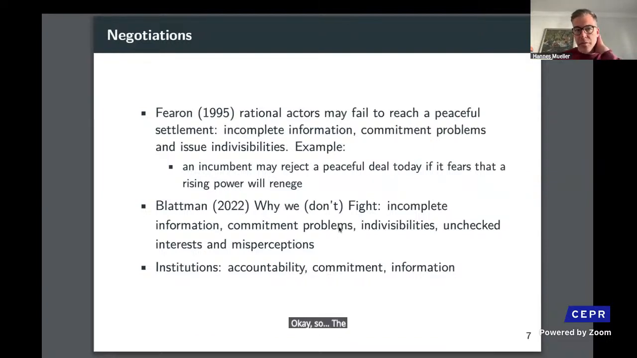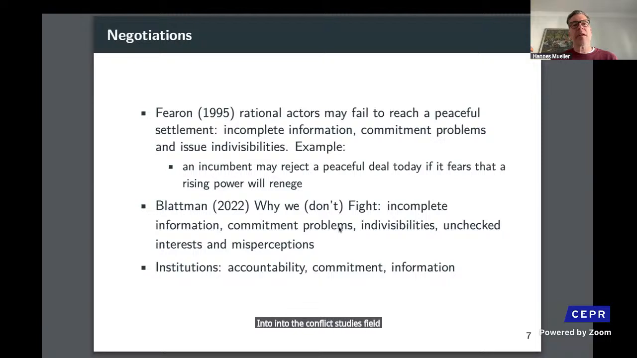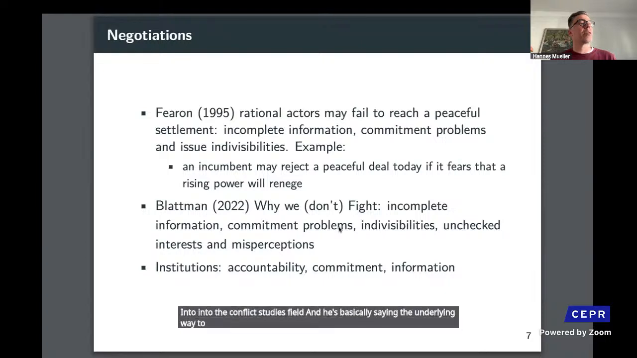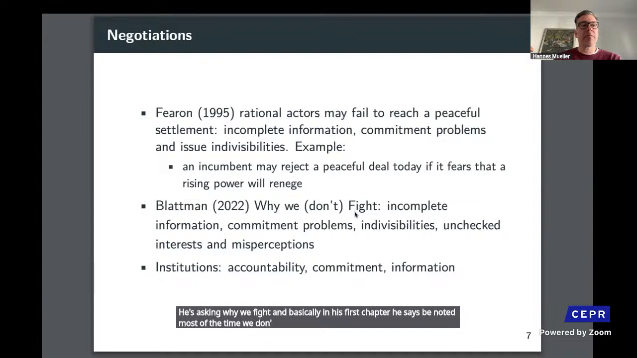the second theoretical view follows James Fearon in 1995, and this has been a seminal paper because it brings standard rational thinking about why we have conflict in the first place into the conflict studies field. And he's basically saying the underlying way to think about conflict is negotiations. And this is also Chris Blattman's book from 2022 that just came out a few years ago. He's asking why we fight. And basically in his first chapter, he says it should be noted that most of the time we don't fight, right? Most of the time we resolve conflicts we have between ourselves peacefully.